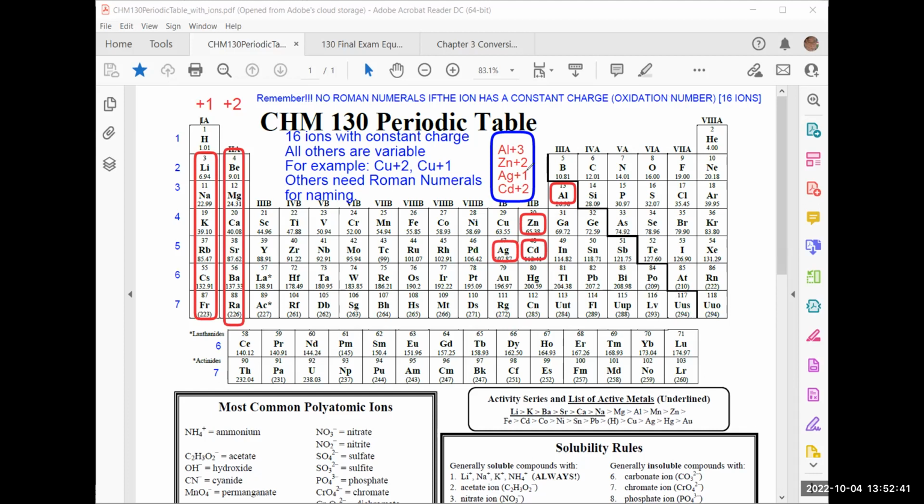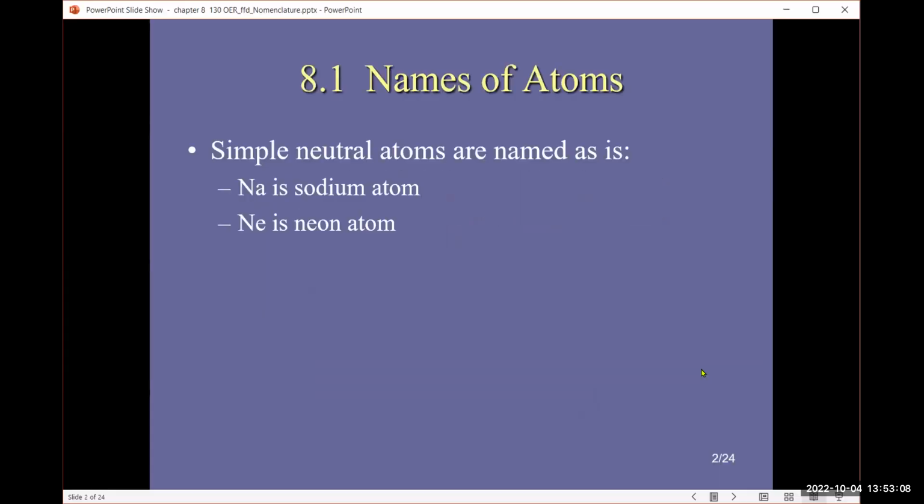And so the takeaway here, the ones circled in red, do not use Roman numerals in their name, okay? That means everybody else has a Roman numeral. So that's what we're going to talk about, sodium.